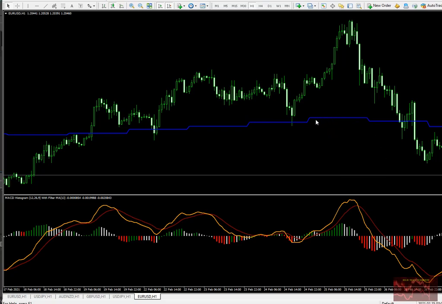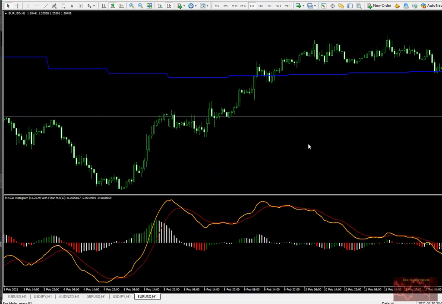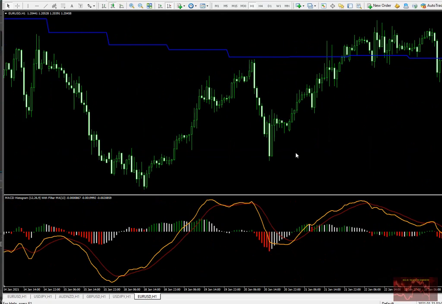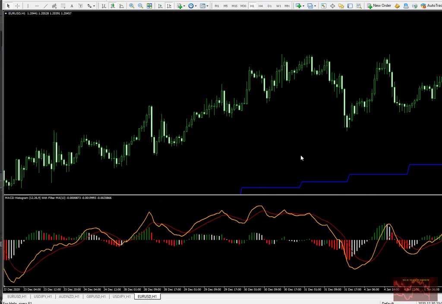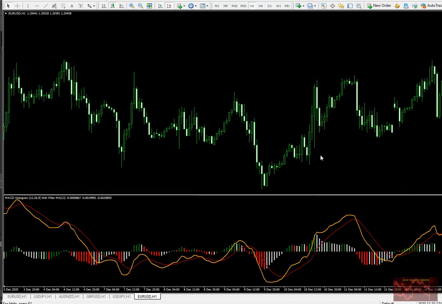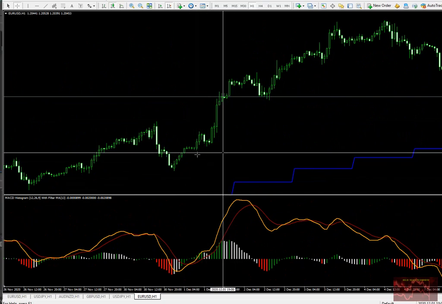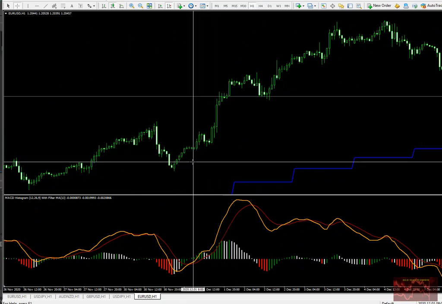So we're just going to very quickly discuss how you might trade this. We're going to scroll back to, let's just say, the beginning of December, which started just around here. We're on the Euro USD 1 hour chart.